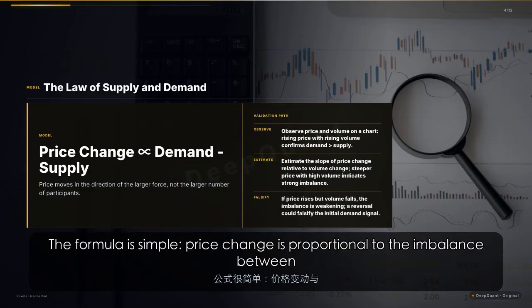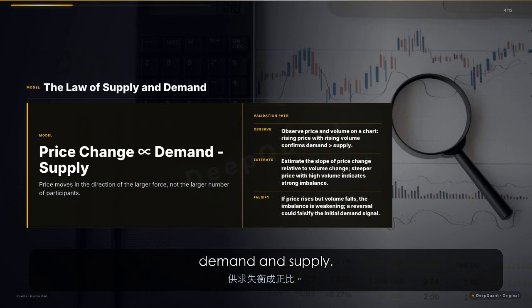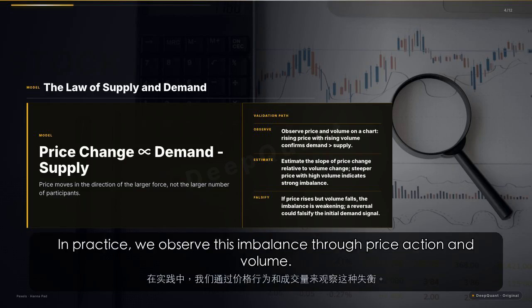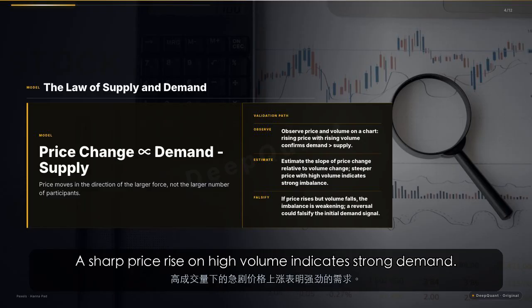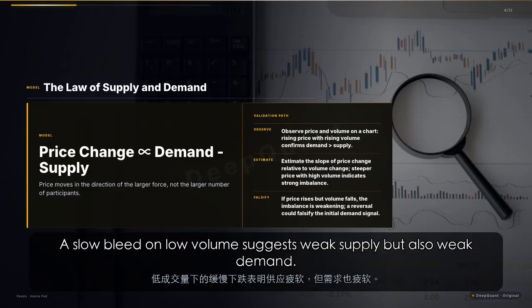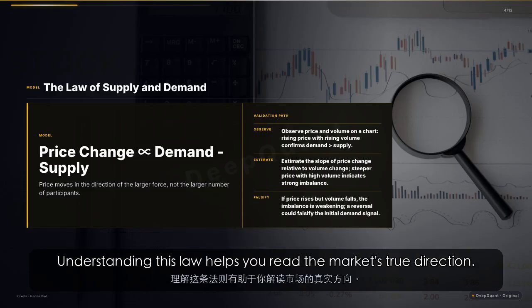The formula is simple: price change is proportional to the imbalance between demand and supply. In practice, we observe this imbalance through price action and volume. A sharp price rise on high volume indicates strong demand. A slow bleed on low volume suggests weak supply but also weak demand. Understanding this law helps you read the market's true direction.